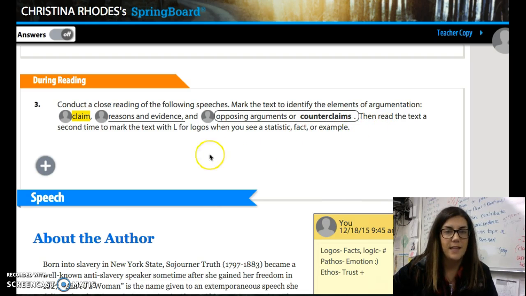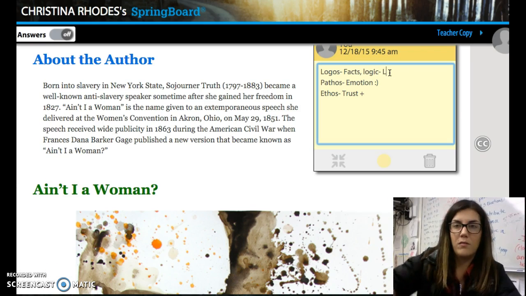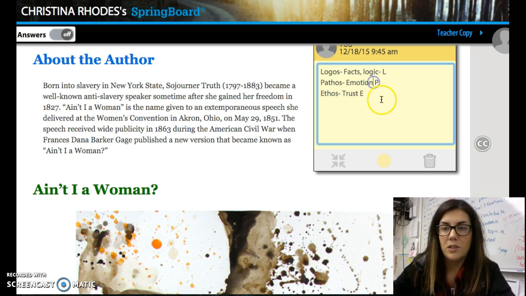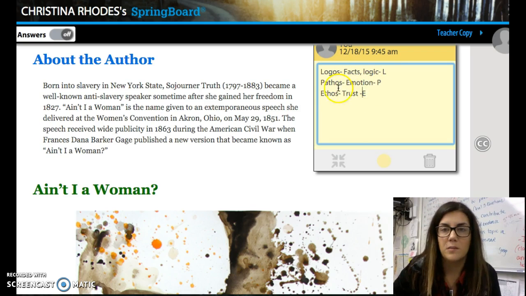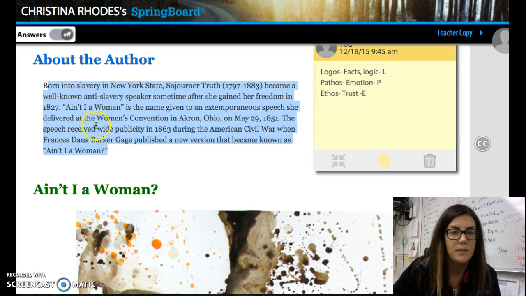Then read the text a second time to mark the text with L for logos when you see a statistic, fact, or example. So I'm actually going to change this down here. We're going to mark L for logos. Emotion is pathos. We're going to mark it with a P. Trust, ethos, we're going to mark it with an E. So basically L for logos, P for pathos, E for ethos, okay? So about the author. Please read about the author with your shoulder partner now. I'm going to pause the video.